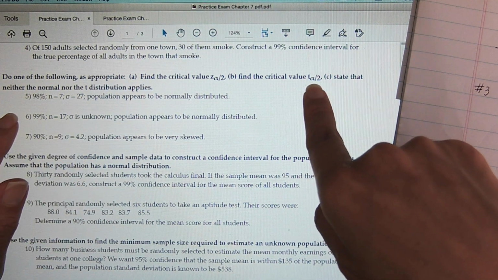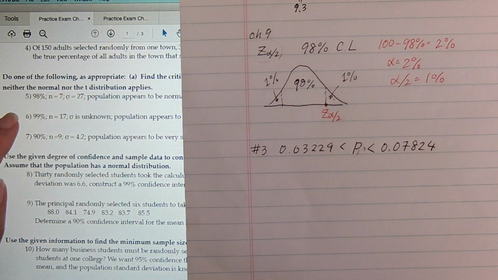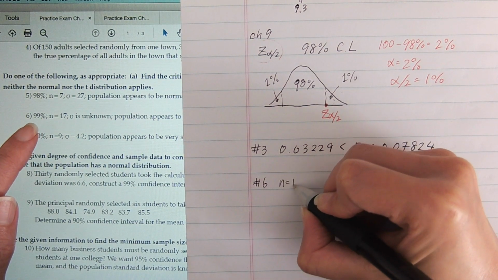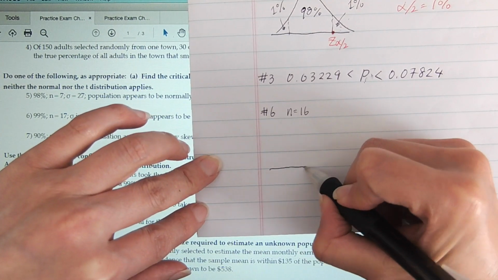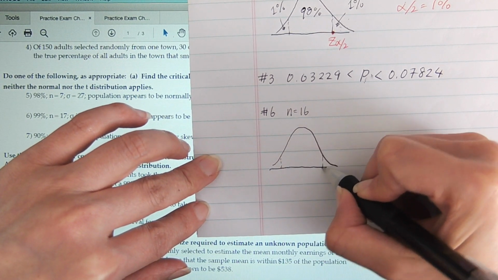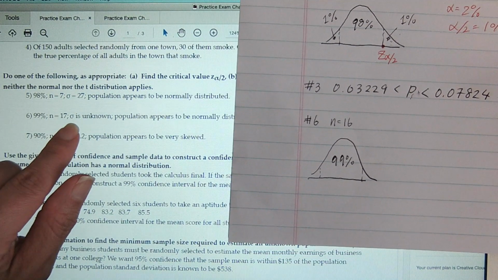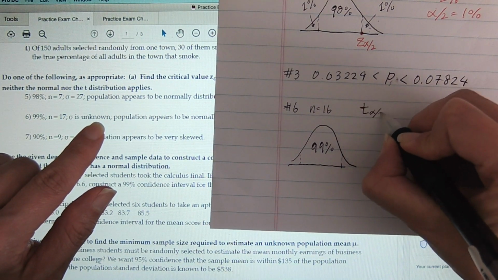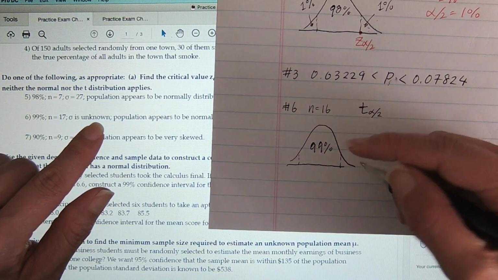So number 6. Okay, I'm gonna write here. Number 6. So n equals 16, right? Then 99%. So still bell shaped, that doesn't change. Then I know the standard deviation is not given, which means I'm looking for that t. I have to find that critical value. How are we gonna find that one?